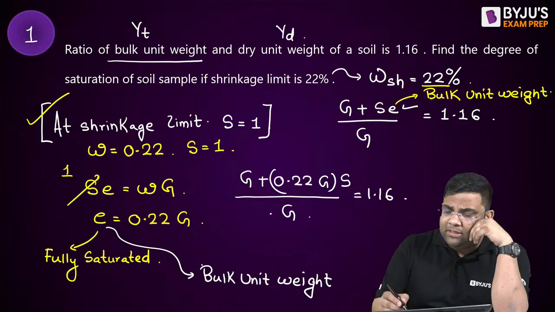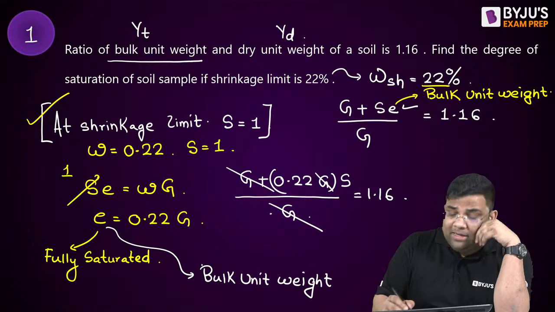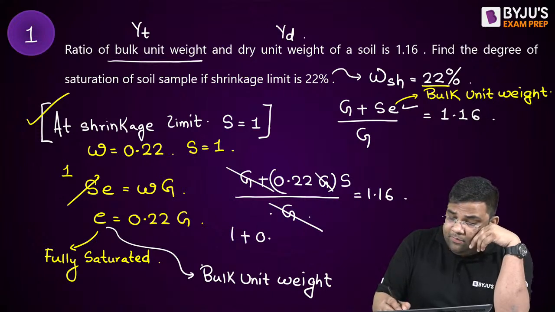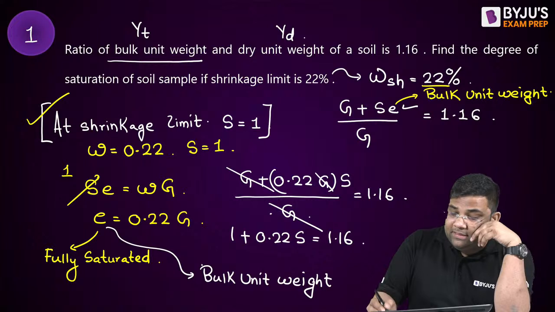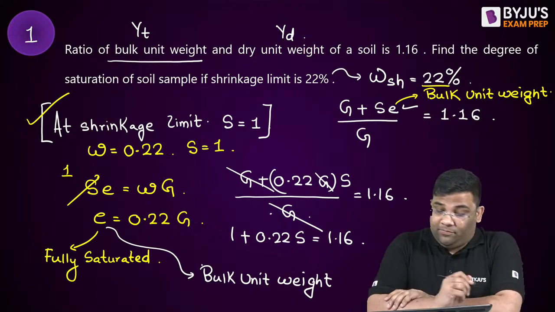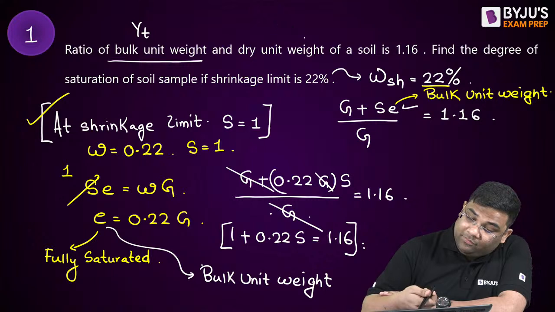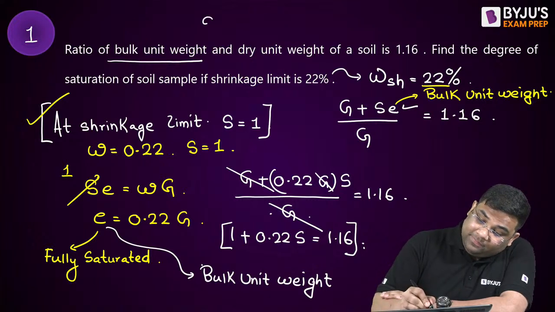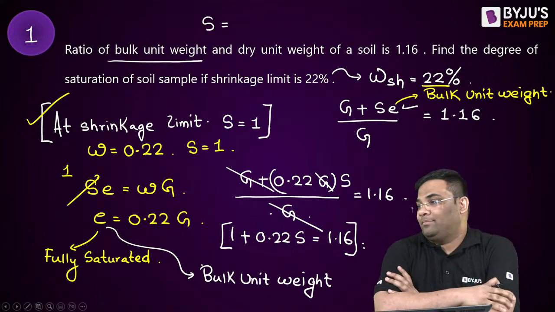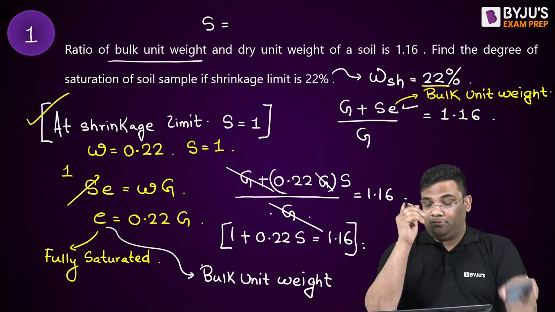Right? So what will happen? You see, this G is getting cancelled, right? I'm getting what? 1 plus 0.22 S is equal to 1.16. So tell me, what is the degree of saturation from this now? From this, tell me what is the degree of saturation now? Tell me, come on. What's the answer? Find out and tell me. I'll also find out.